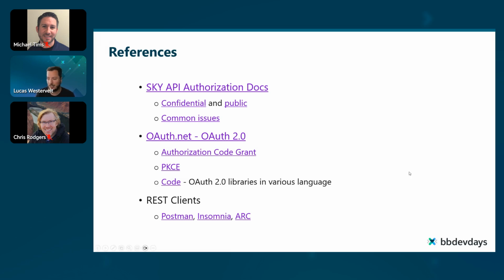I also wanted to call out, as Michael mentioned, this idea of using a client library. Blackbaud does not endorse a client, but if you go to the official OAuth website, there are some great options there you can use. And as always, just plugging some of the REST clients. I know there's been some communication in the chat about people who've used Postman in the past for this. So that's always a great tool. Insomnia and Arc are as well.